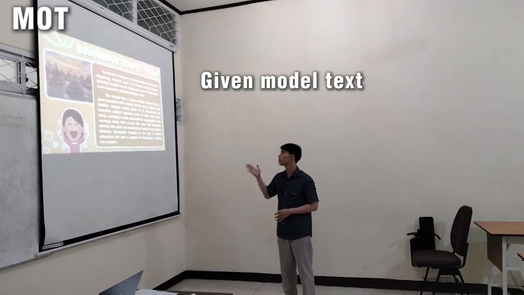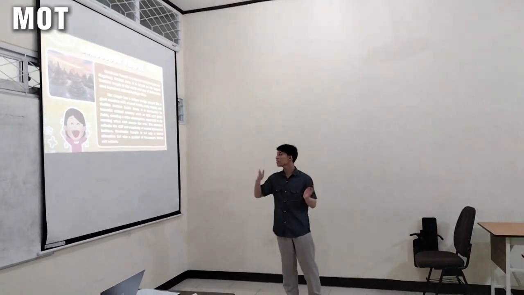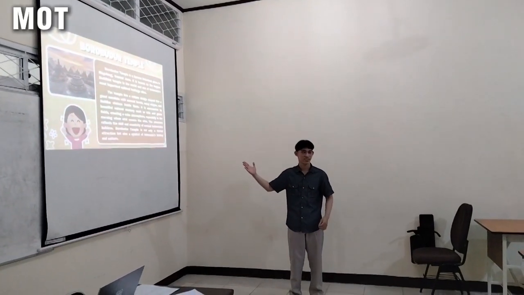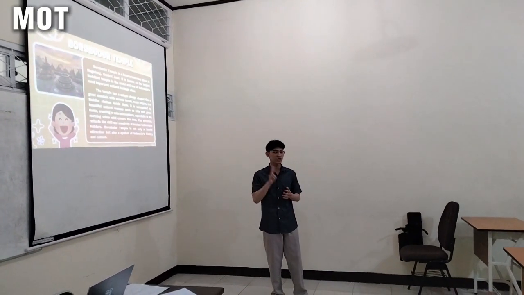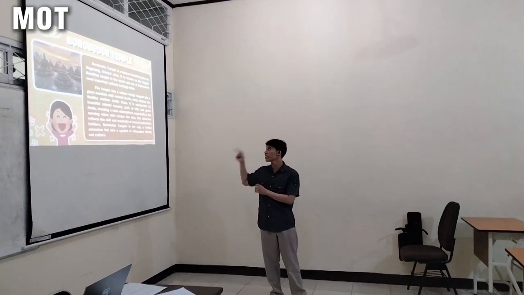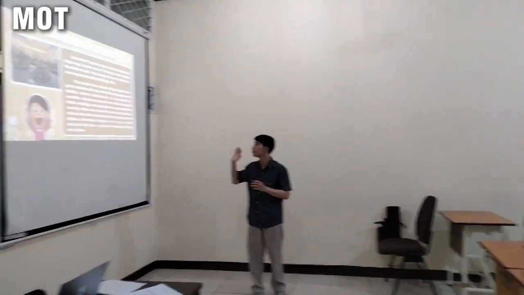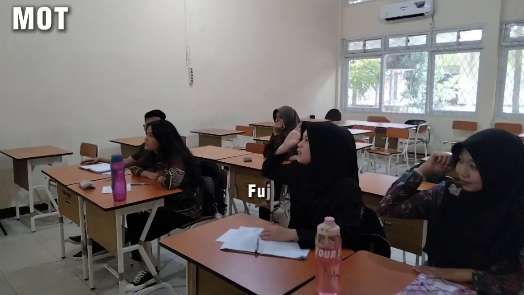Since you have learned the genre structure before, now let's take a look at this example of descriptive text about Borobudur Temple. So, can you see the text? Yes. Okay. Now I would like two students to help me to read this text. Who wants to read the first paragraph? Me. Okay, Wijaya, time is yours.